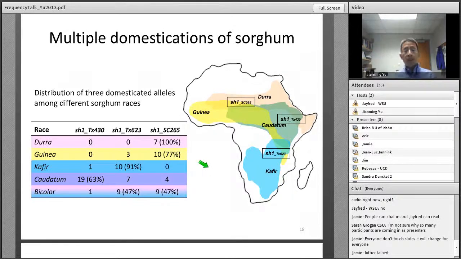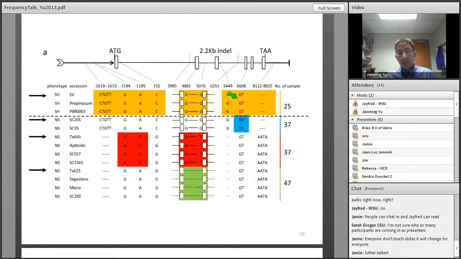So this is the second conclusion. I skip all this QTL cloning process. So, multiple domestication of sorghum, because I'm going to make a story on this frequency of multiple alleles. Here, well, let's go to the right side. Basically, this is a map of the Africa continent.